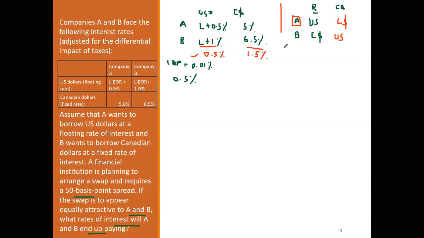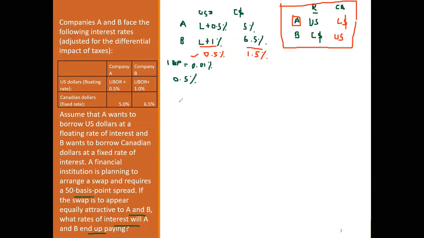So now, based on this, you can say that there is a basis for a swap. Because A has a comparative advantage in the Canadian dollar market, but A wants US dollar borrowing, and B has a comparative advantage in the US dollar market, but B wants Canadian dollar borrowing.